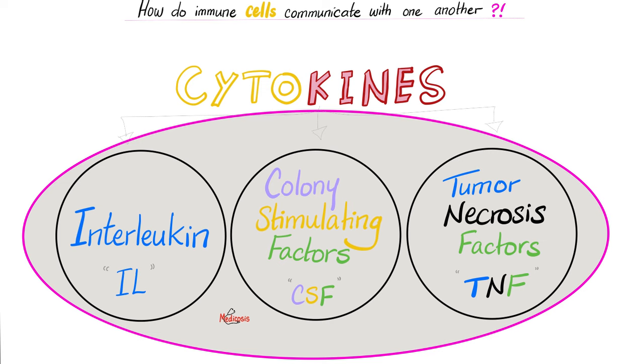Examples of cytokines. We have interleukins, the abbreviation is IL, such as interleukin 1, interleukin 2, interleukin 6, and gazillion others. And then we have colony-stimulating factors to stimulate the colonies to grow and multiply, and we have tumor necrosis factor.